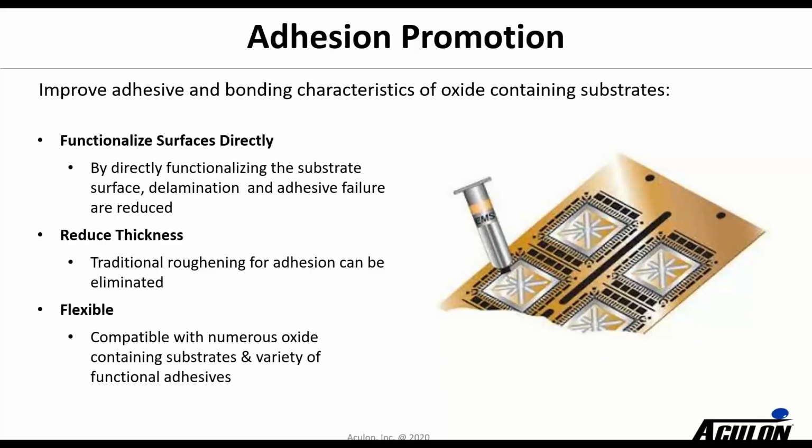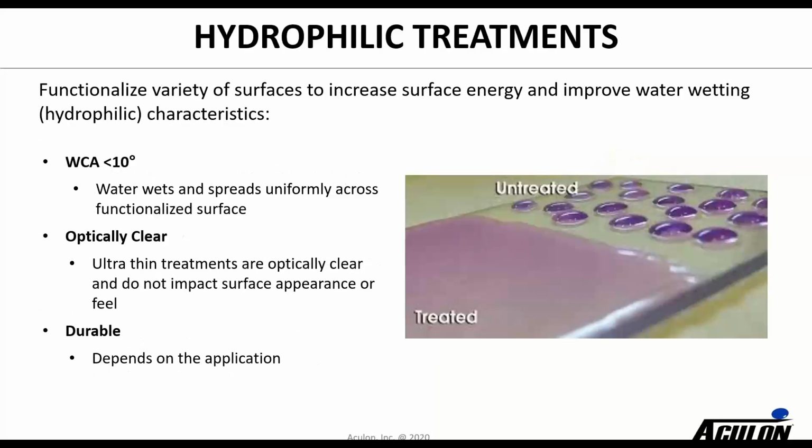When we talk about adhesion promotion, what we're trying to do here is basically improve the bonding between an adhesive and the substrate. It's not an adhesive in itself, but basically functionalizes that substrate to give it a boost in adhesive strength to reduce the failure mechanisms or the delamination. And in some cases it allows for reduced thickness of adhesive, because you've basically got a better bond. And again, we can do that on a pretty broad variety of substrates.